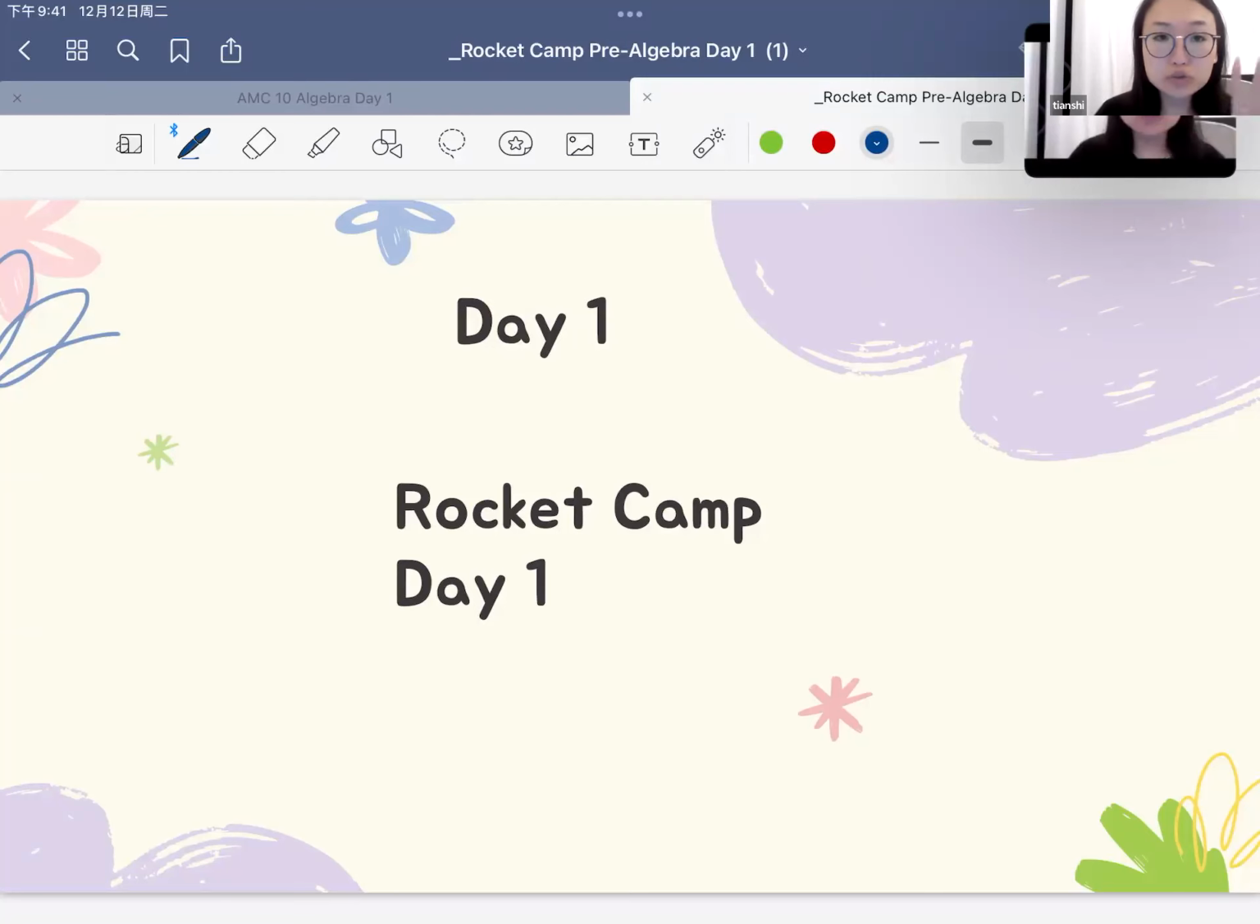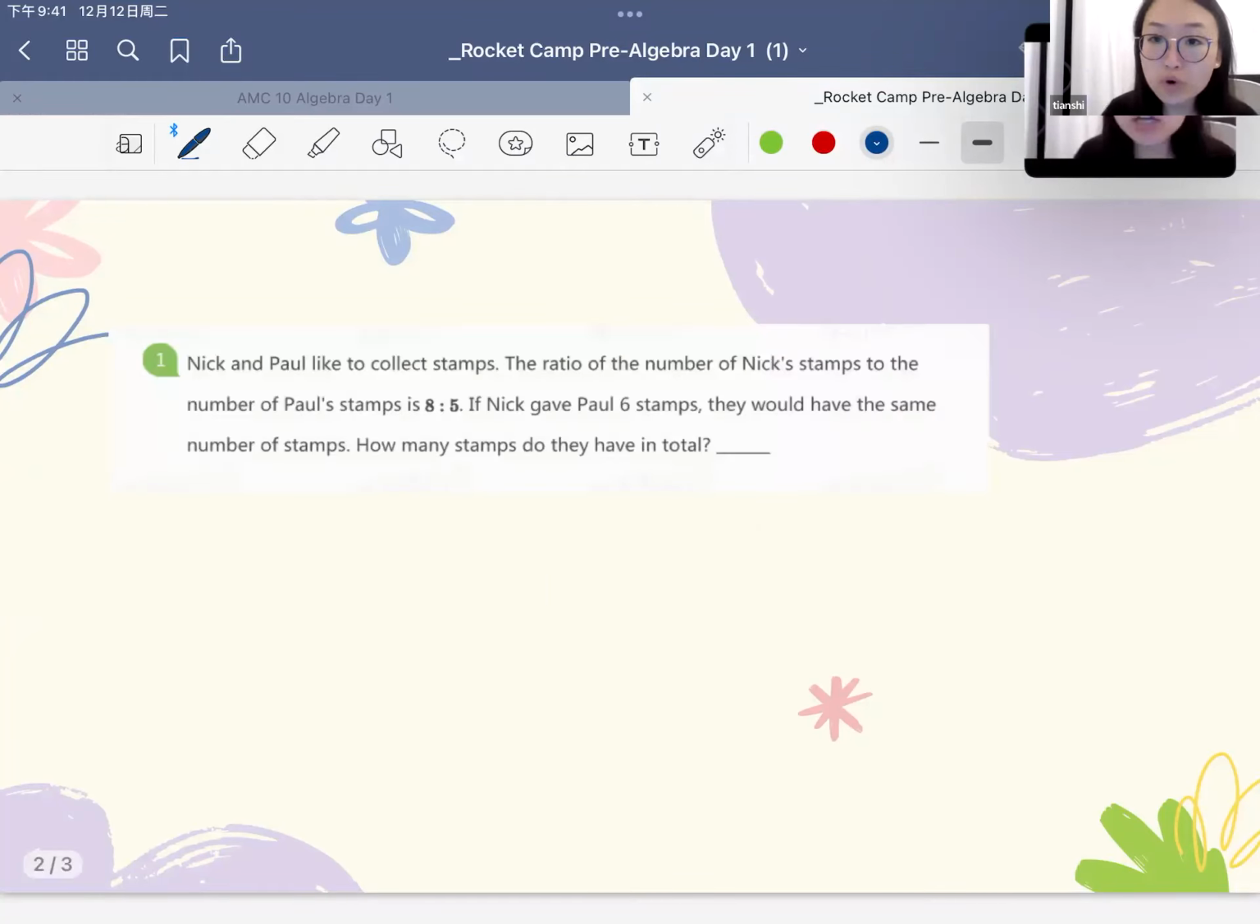I'm going to talk about two interesting questions from the practice. The first one is actually a word problem, and it's a word problem about ratio. Let's read this one together.